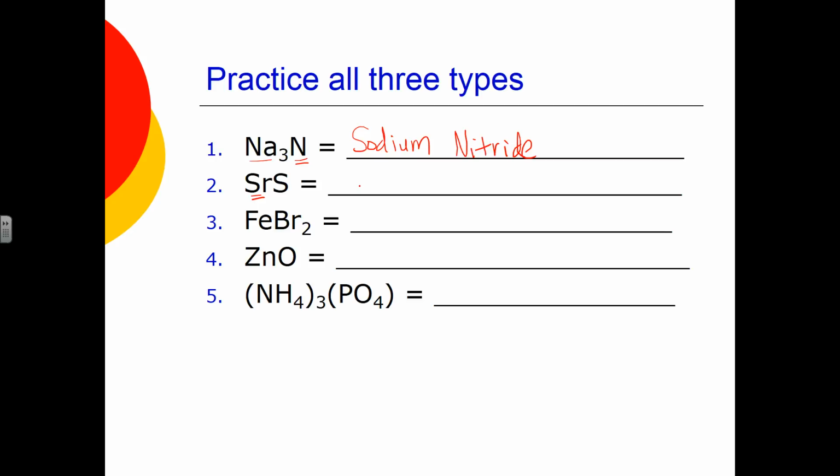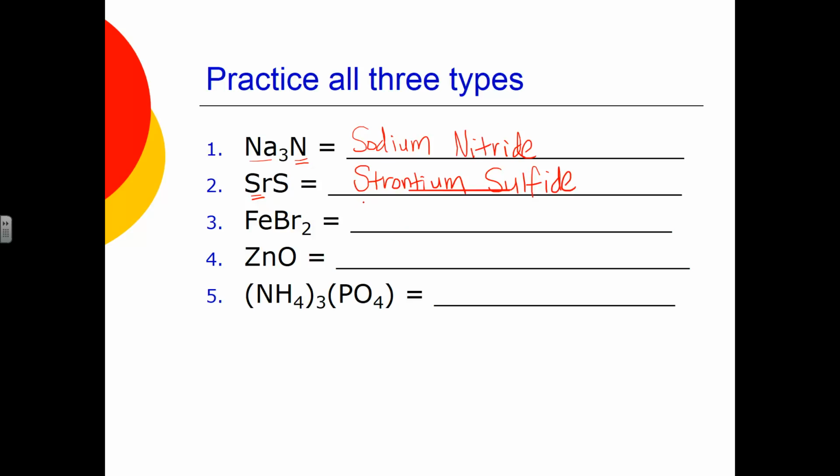Number 2, SrS, strontium. Strontium does not need a Roman numeral. He's in group 2A and he is monovalent. So you move on to the next element, sulfide, root name plus ide.